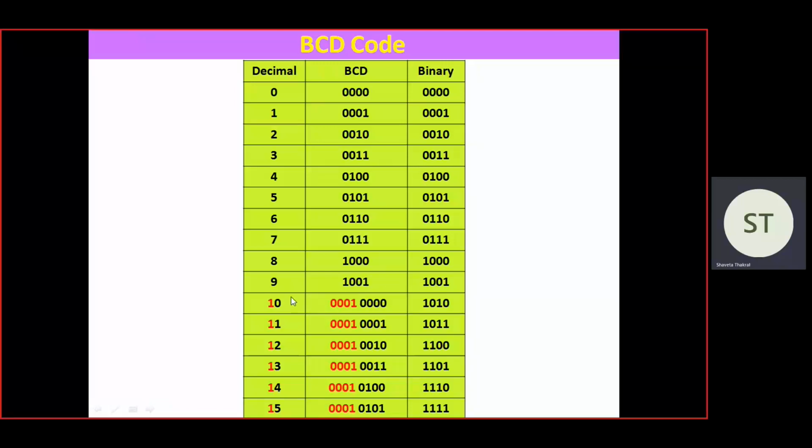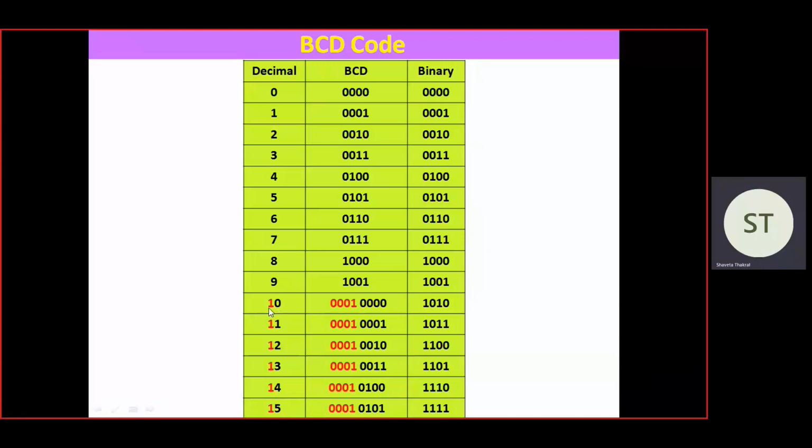But if we see any decimal number that is more than 9, the representation changes. The reason is that after 9 the decimal digits are invalid in terms of BCD. So for 10 we have to represent the BCD code by putting each decimal digit in terms of equivalent binary of 4 bits. Here we have 2 digits, so we write the BCD code, or you can say the binary, of 1 in terms of 4 bits separately and the binary in terms of 4 bits for 0 separately.